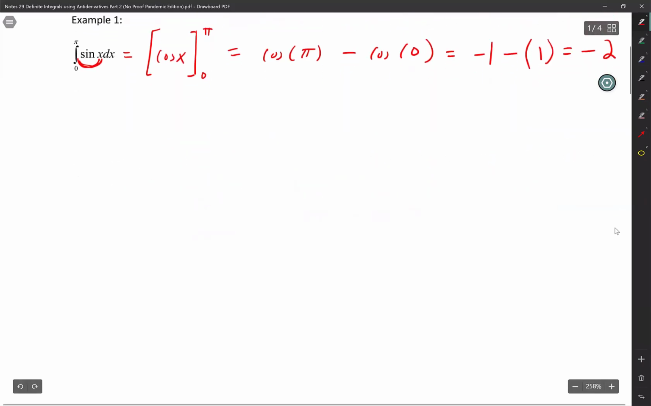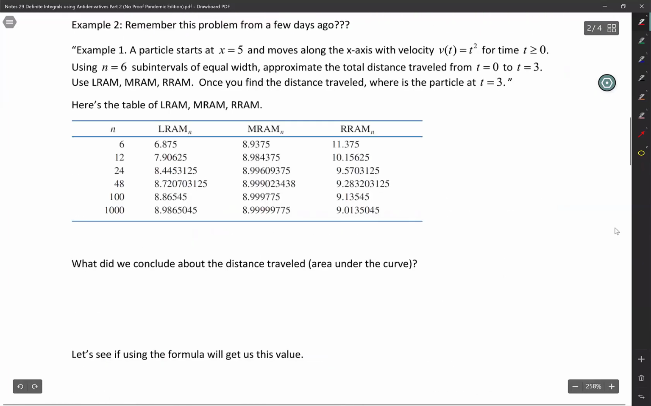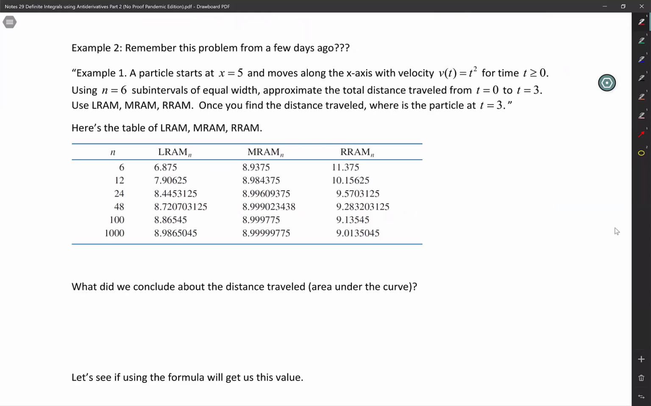I could have done something with it. Let's see. So remember this question. Example 2 from a few days ago, we said a particle starts at x equals 5. I don't know if I might have changed that number. No, I think I left it at 5, but I think we never answered it. It moved along the x-axis with velocity t squared, and we used 6 subintervals from 0 to 3, LRAM, MRAM, RRAM. And here's what we said. LRAM looks like it's approaching 9. MRAM looks really close to 9. And RRAM looks like it is approaching 9 as well. And we said if n approaches infinity, if the number of rectangles under this curve was infinite, it would equal 9. Do you guys remember that?